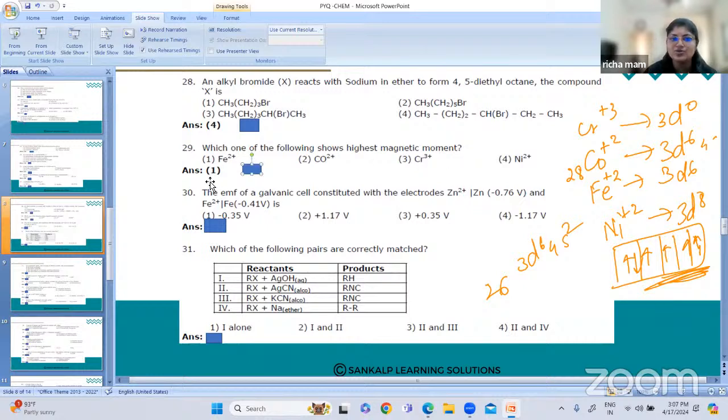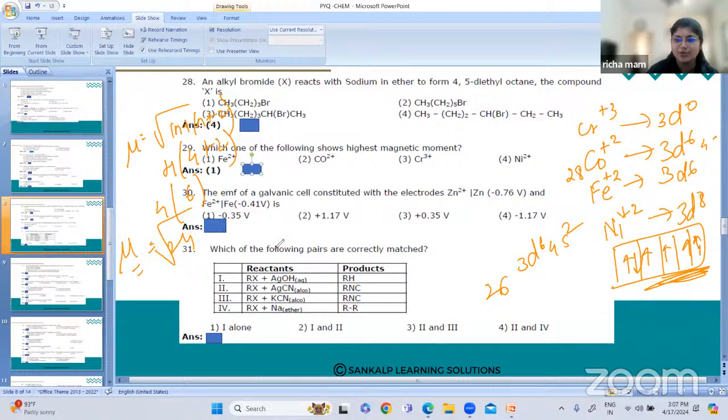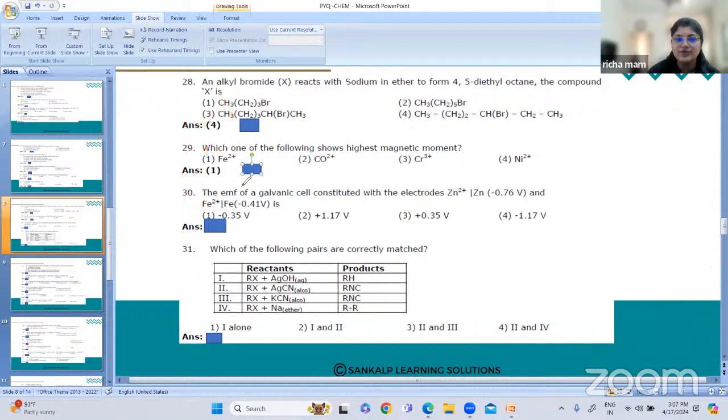So in Fe plus 2, the highest magnetic moment. How do you calculate it? You have to use mu equals root of n into n plus 2. So that is 4 into 4 plus 2, so 4 into 6, that is 24. So the square root of 24 is the magnetic moment. Like this, you have to calculate the magnetic moment for each case, and then you have to see.